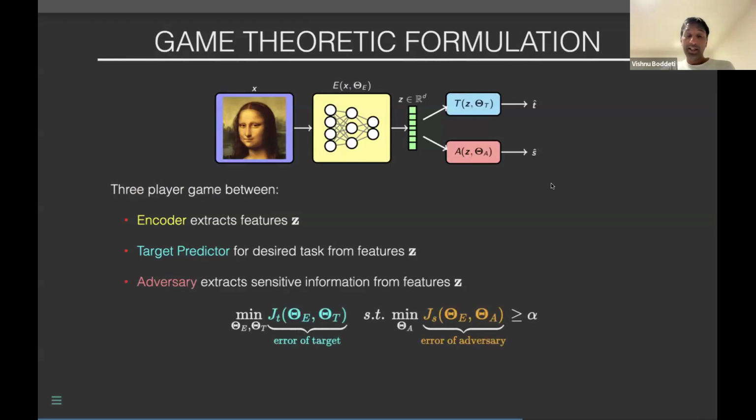So the goal here is for the encoder and the target predictor to maximize their information about the smile, and for this adversary to maximize information about the gender. So extract as much as possible. But the goal for the encoder is to try to prevent this adversary from winning. Okay, so the adversary is the bad guy or the bad girl, and you don't want that adversary to win the game. Okay, so these two together play in one team and the adversary plays in the opposite team.